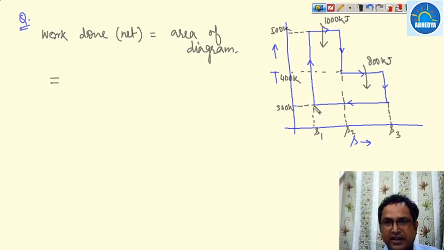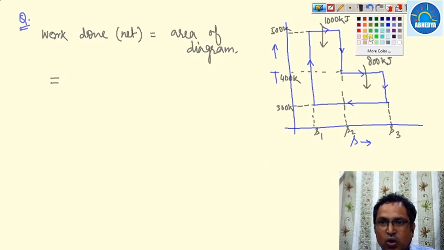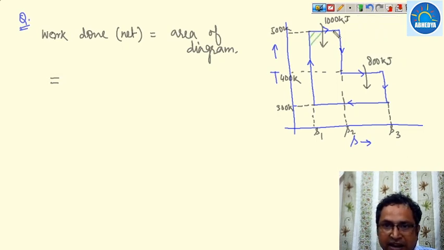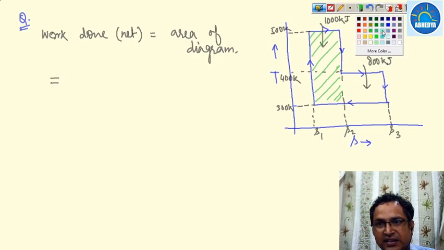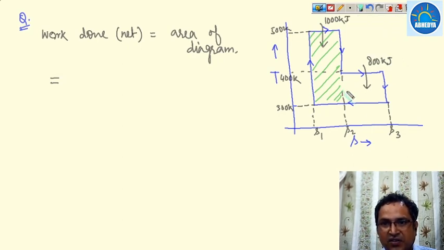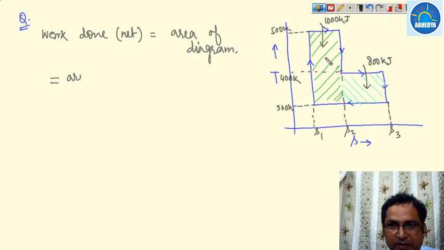What is the area of the diagram? So now let us assume there are two rectangles. One rectangle is this one of green color, and the other rectangle is this one of this color. So we have two rectangles, so the total area will be equal to what? Net work done is equal to area of rectangle 1 plus area of rectangle 2.